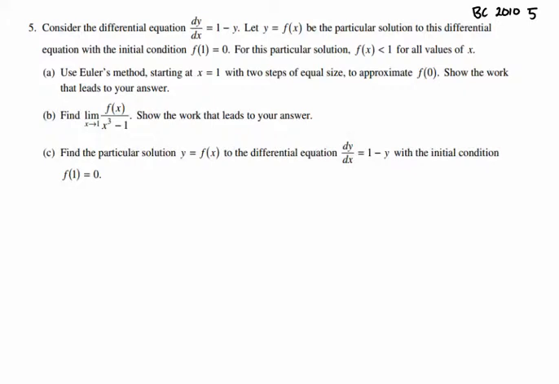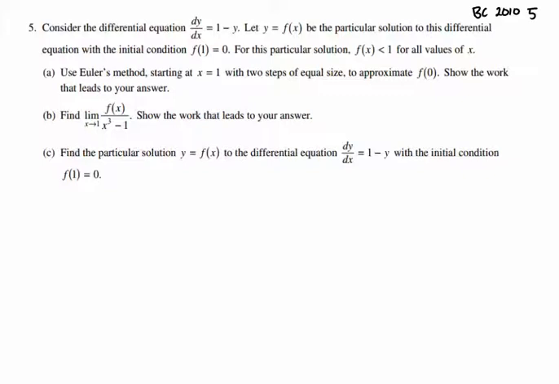Okay, in this next problem we have BC 2010, number 5. Consider the differential equation dy/dx equals 1 minus y. And let y equals f of x be the particular solution to this differential equation with the initial condition f of 1 is equal to 0. And for this solution, f of x is less than 1 for all values of x.